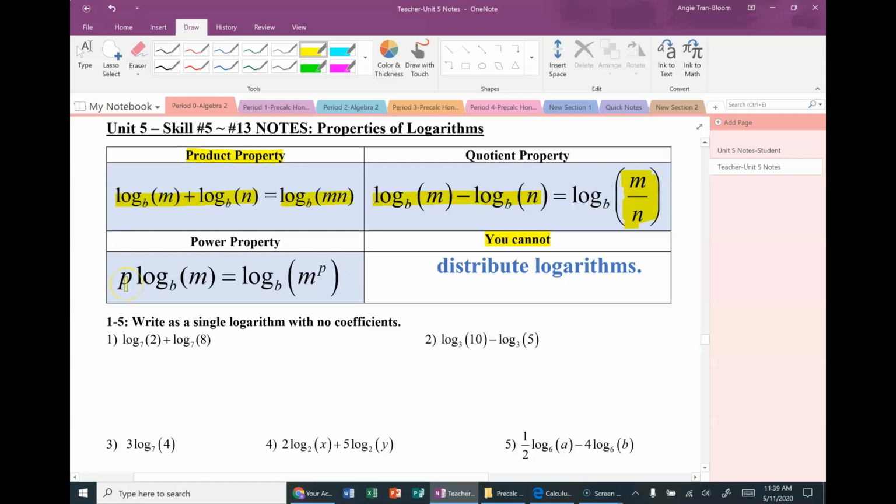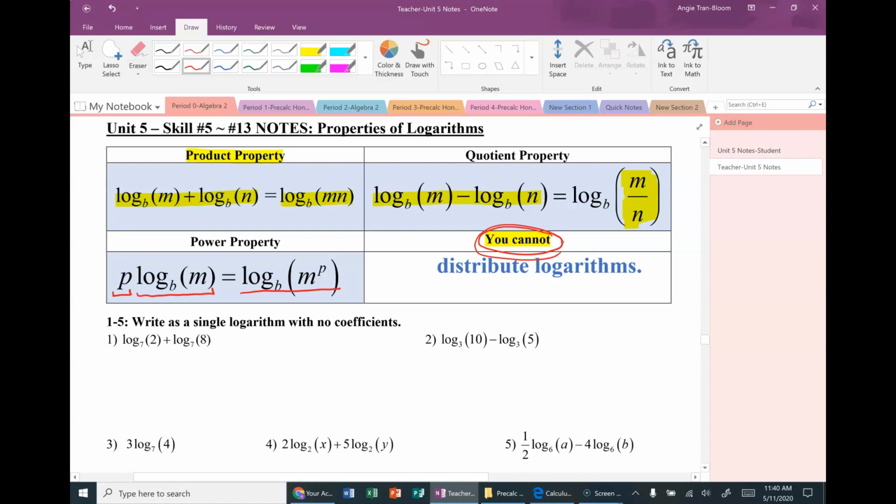Then what if you have a quotient? Okay, so not a quotient, I'm sorry, a power. So p times log base b of m is exactly the same thing as log base b of m to the p power. And again, you may not distribute logs, okay?